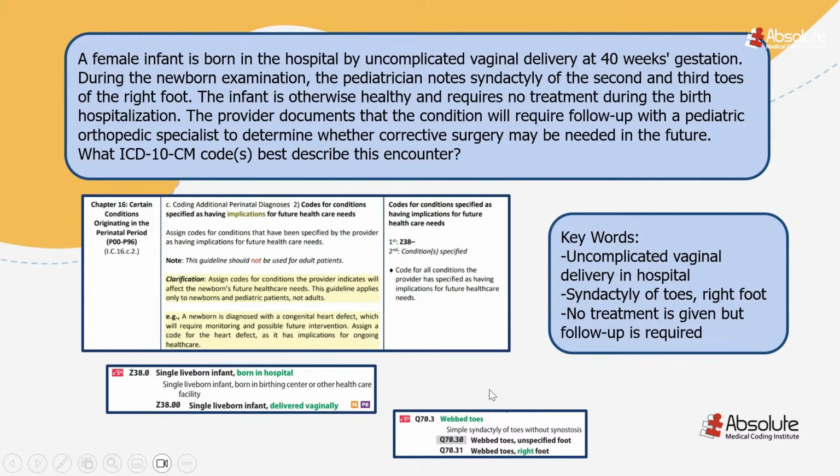And so that would make it correct. And then we have to go down because it requires 5 characters. And we are going to come up with Q70.31, which is going to be web toes of the right foot, because again, that is another keyword that we took out of this scenario. So those are going to be the 2 codes that are going to best describe this encounter.